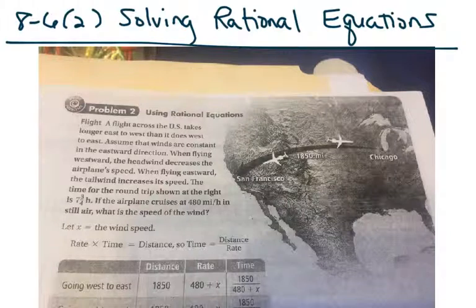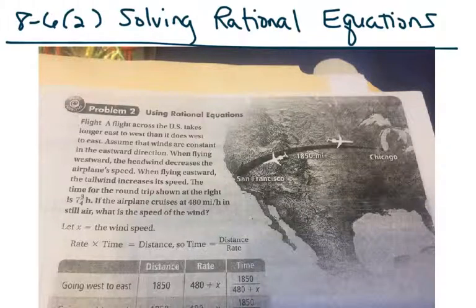Assume that the winds are constant in the eastward direction. When flying westward, the headwind decreases the airplane's speed. When flying eastward, the tailwind increases its speed. The time for the round trip shown at the right is 7 3/4 hours. If the airplane cruises at 480 miles per hour in still air, what is the speed of the wind?